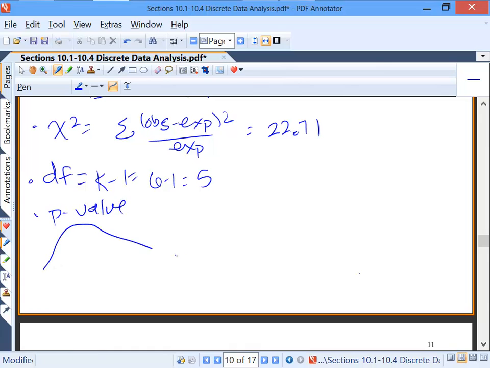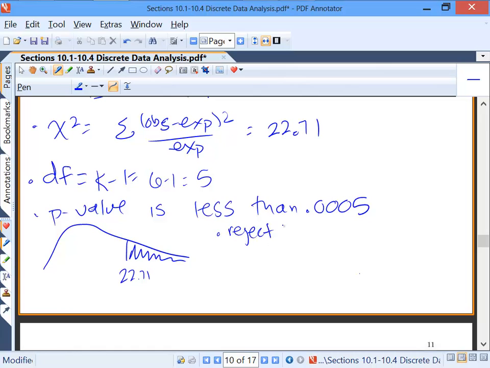So the p-value, we're looking for the area to the right of 22.71. Look at your table. What is this p-value? It looks like it is less than 0.0005. How much less than it? Just a little bit. Not very much on this one. Okay, and really it's just coincidence that all our p-values have been so small. So small p-value, we will reject the null hypothesis.